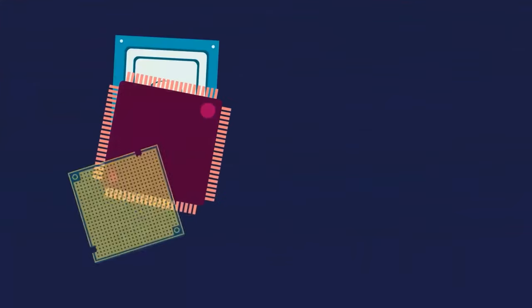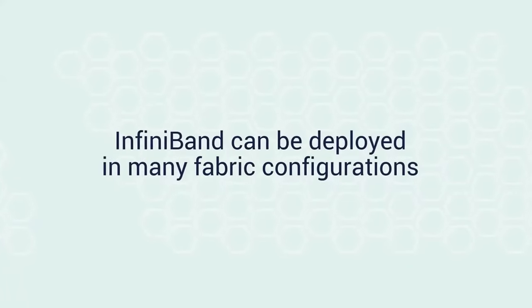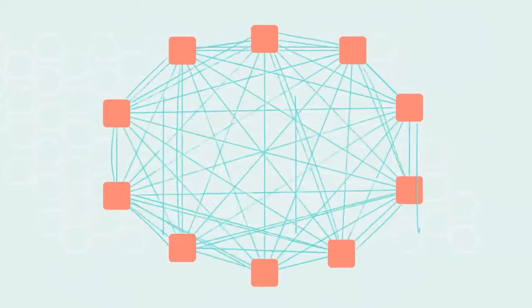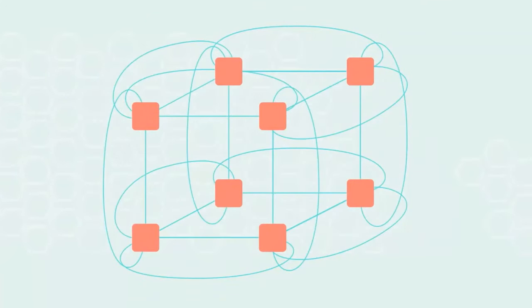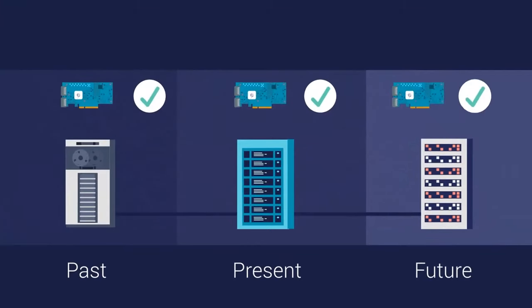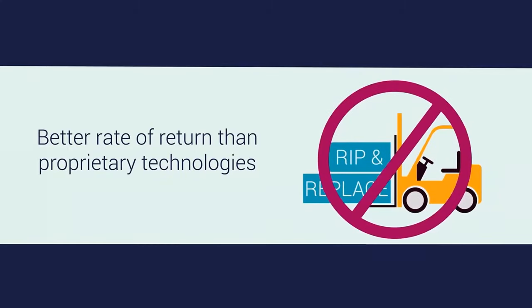As a public standard, InfiniBand can be processor agnostic, supporting many vendors' processors and coprocessor technologies. InfiniBand also has the lowest latency of any interconnect, allowing data to make round-trip journeys in a fraction of the time enabled by other technologies. And InfiniBand can be deployed in many fabric configurations, from FatTree to Torus, Hypercube, Dragonfly, and many other topologies, allowing users to match the network design to their application's needs. What's more, InfiniBand products are backwards and forward compatible, meaning that prior and current generations of devices will work with the devices of tomorrow. This extends the life of past investments and realizes a much better return on investment than proprietary technologies, which require rip and replace forklift upgrades.